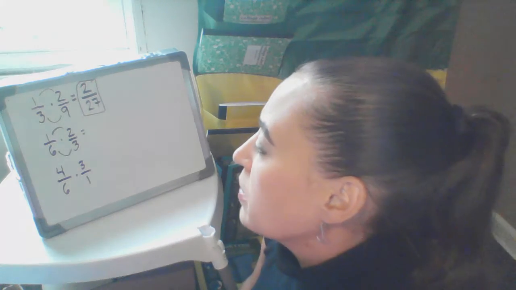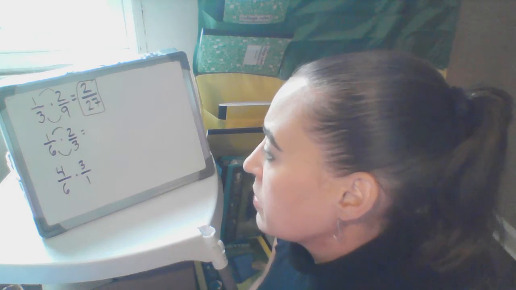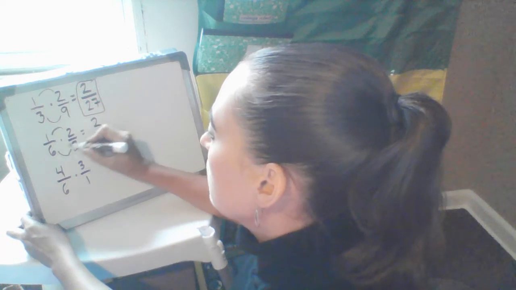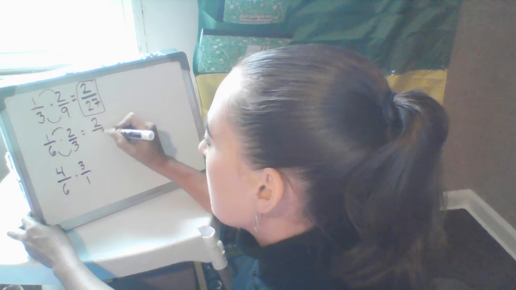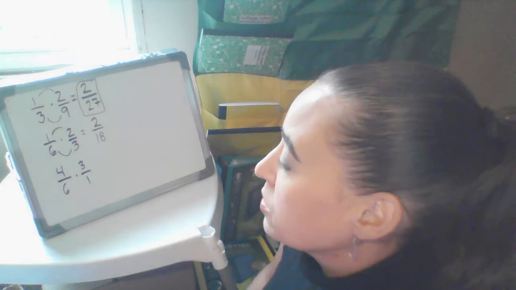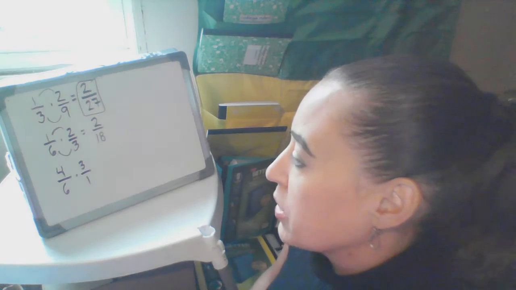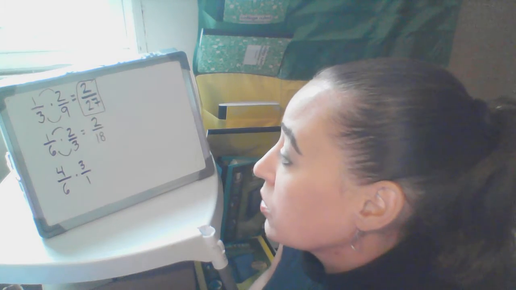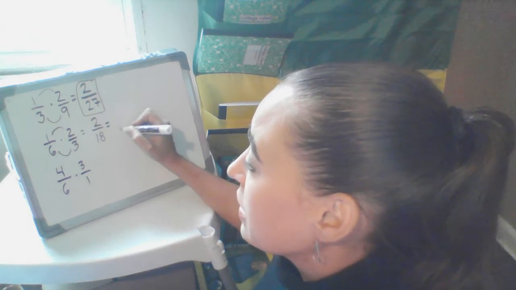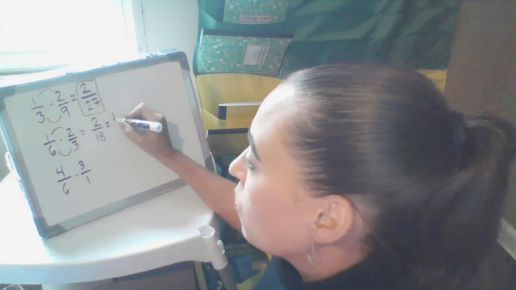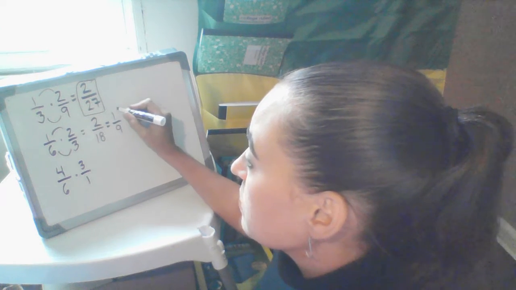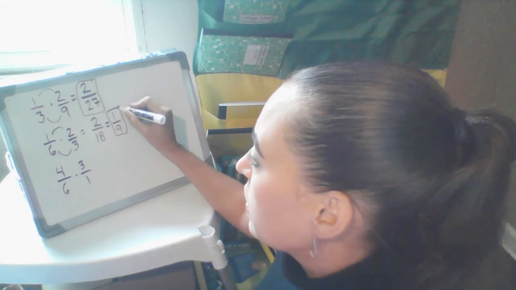So again, you multiply your numerators together and your denominators together. So 1 times 2 is 2. 6 times 3 is 18. Even though 2 is a prime number, 2 and 18 are both even numbers, which means they are both divisible by 2. So I do have to simplify this. 2 goes into 2 one time. 2 goes into 18 9 times. My final answer is 1/9.